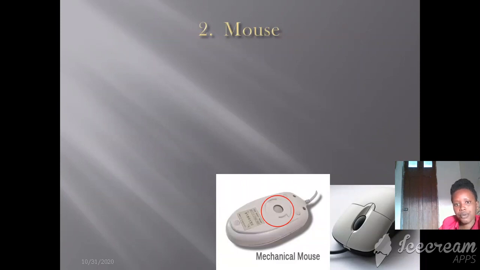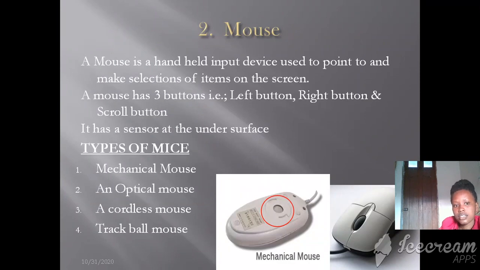Another example, we have the mouse, and we see that this mouse is a handheld input device used to point to and make selections of items on the screen. So you can just see that it is a pointing and an input device.